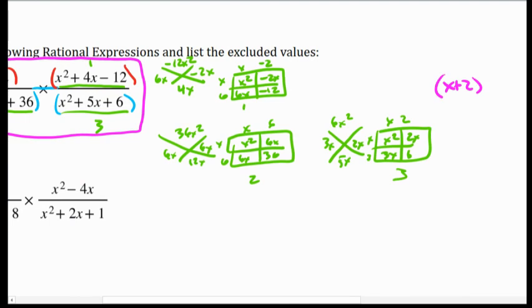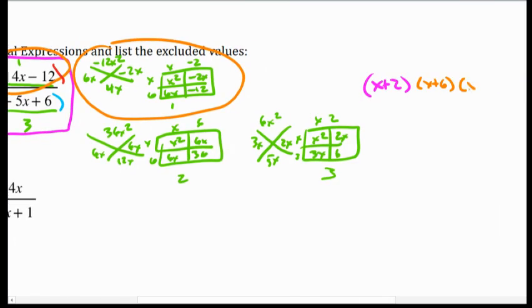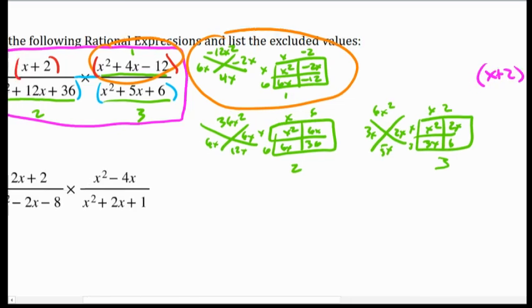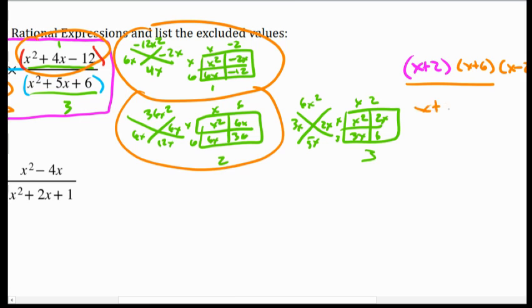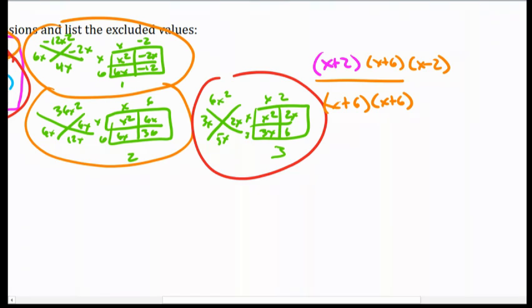Then my first one that I factored, let me change colors, a little orange, is what I got from this. So we have x plus 6 times x minus 2. Then our second one, this one right here, became this. So now we have over x plus 6 times x plus 6. And then this right here in the denominator, I factored here, and I got x plus 2 and x plus 3.